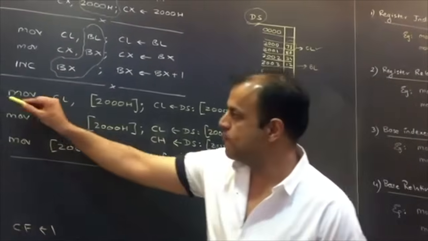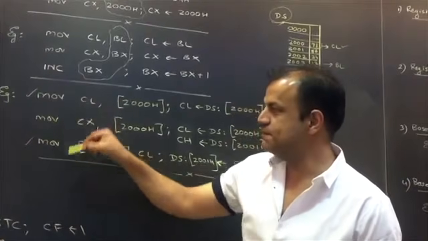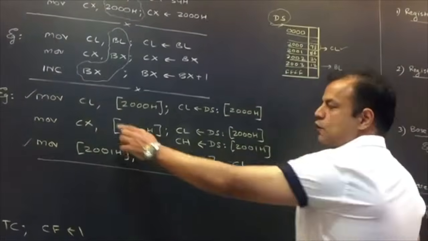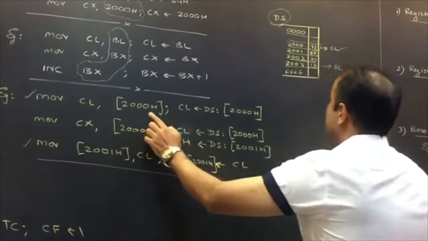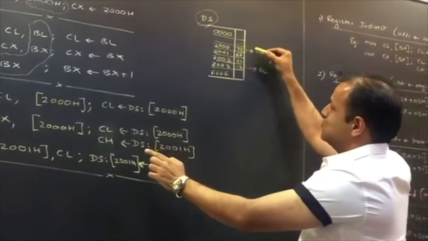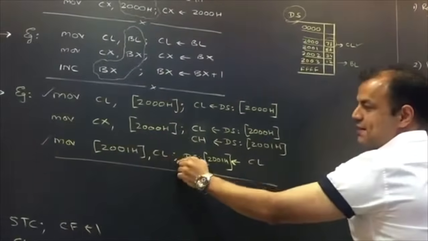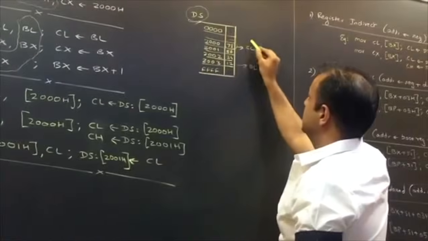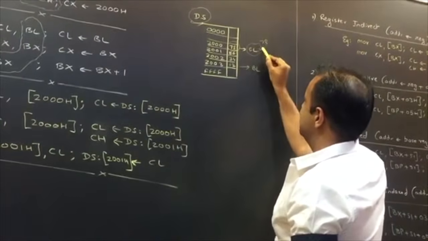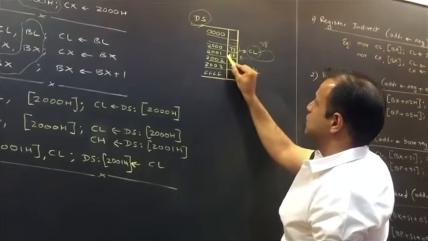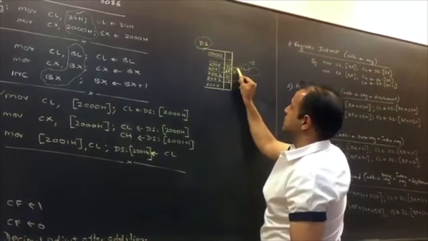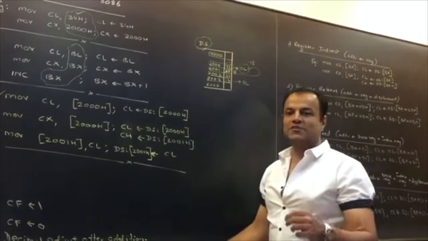So if I do this and this instruction back to back, what happens? First, CL gets the data from 2000. So CL gets the value 78. Now CL will store the value at 2001. The same 78 which is present in CL will be stored at 2001, will replace this 56, and this number will become 78. Please tell me, did you understand this?